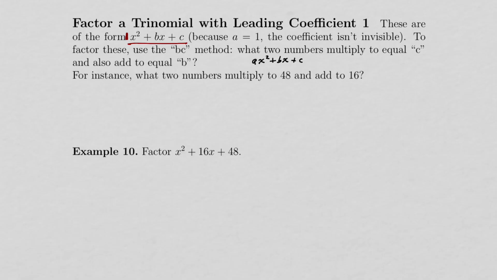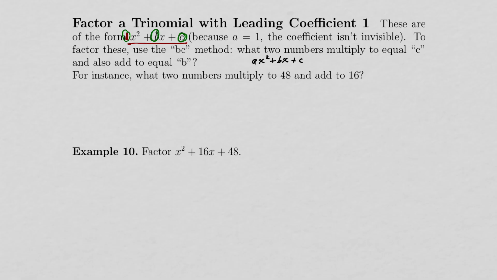That's the easier case. So to factor these, if they're factorable, sometimes they're not factorable, but if they're factorable, we use what's called the BC method. And the way we do this is we look for two numbers that when multiplied will give us C, and when added will give us B. Okay, this is only true if you have a 1 here. If the leading coefficient is a 1, the A is a 1. Then you can look for two numbers which multiply to give you C and add to give you B.